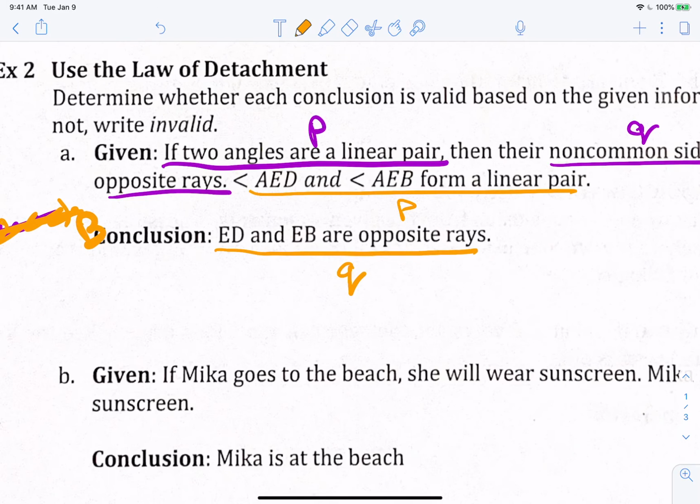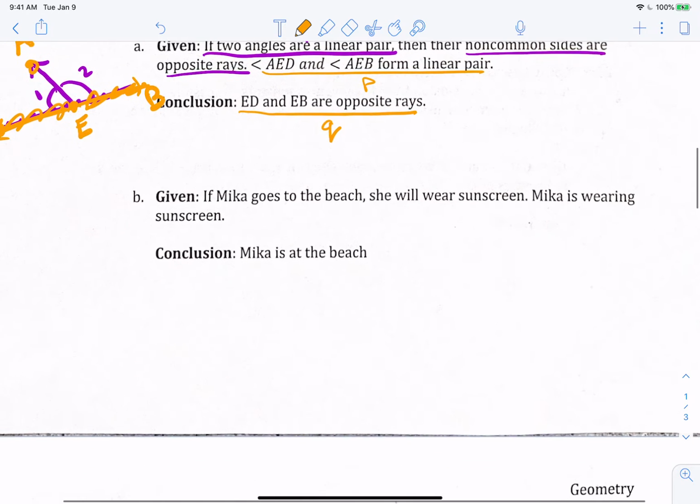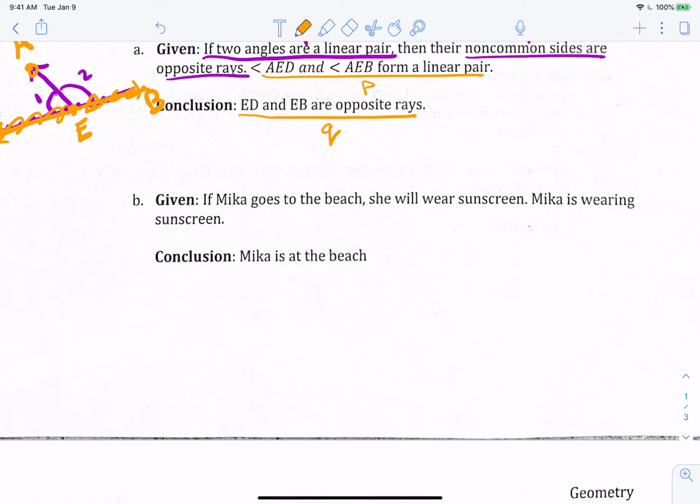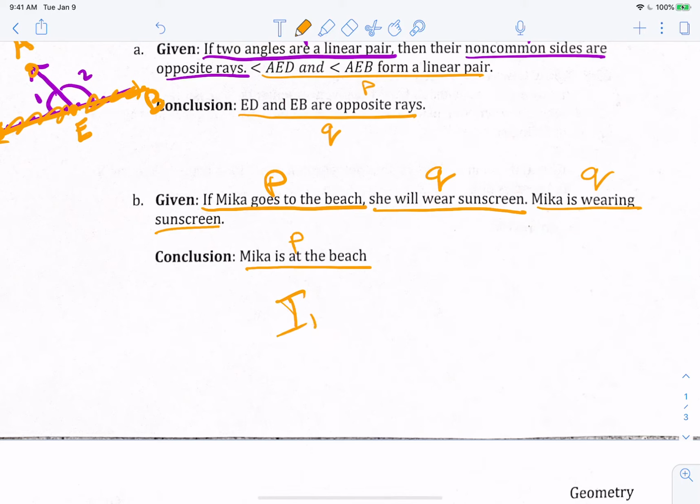Okay, good. Let's go to this one. B. If Micah goes to the beach, that's P. She will wear sunscreen. That's Q. Now, Micah is wearing sunscreen. Wait a second. What is that? That's Q. Does that necessarily mean that she's at the beach? No, this is invalid. So this one you don't know. Okay, this one is valid. This one is invalid.